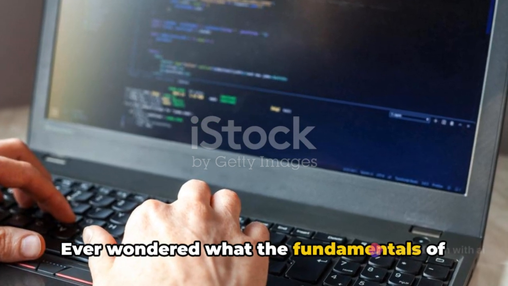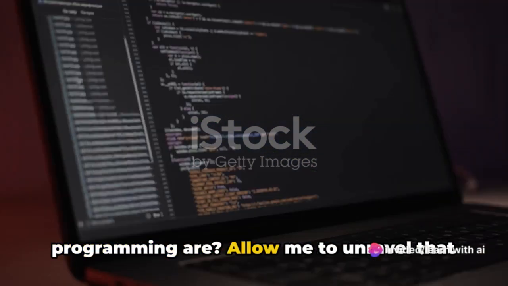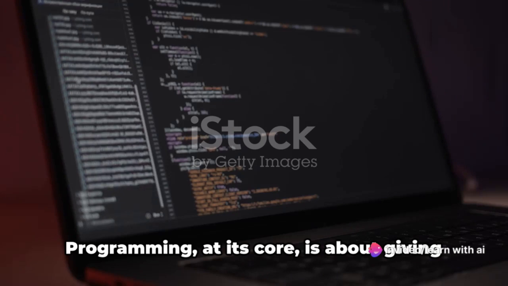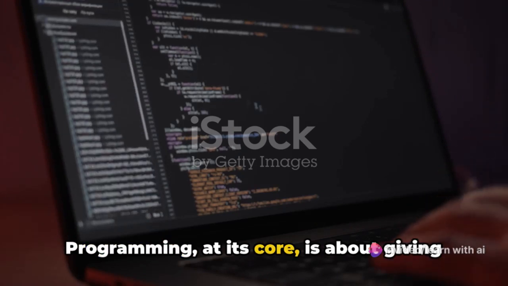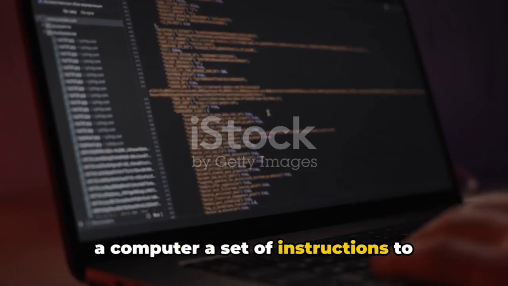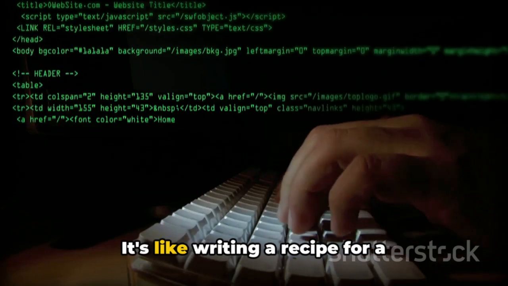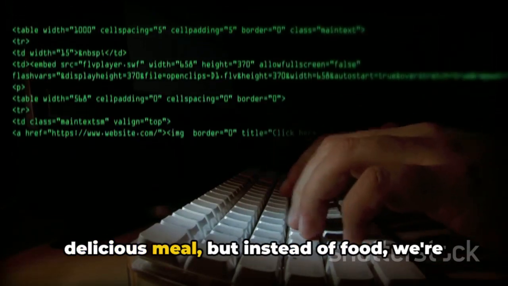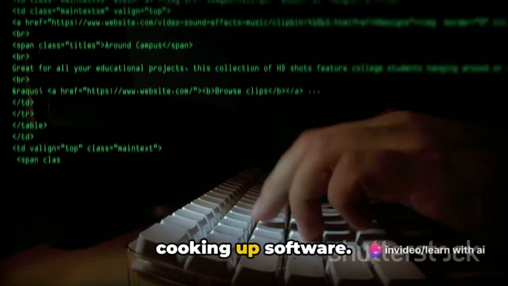Ever wondered what the fundamentals of programming are? Allow me to unravel that mystery for you. Programming, at its core, is about giving a computer a set of instructions to perform a task. It's like writing a recipe for a delicious meal, but instead of food, we're cooking up software.